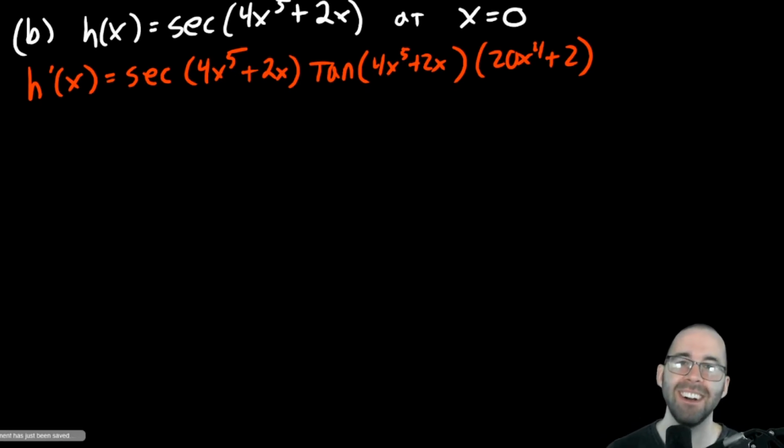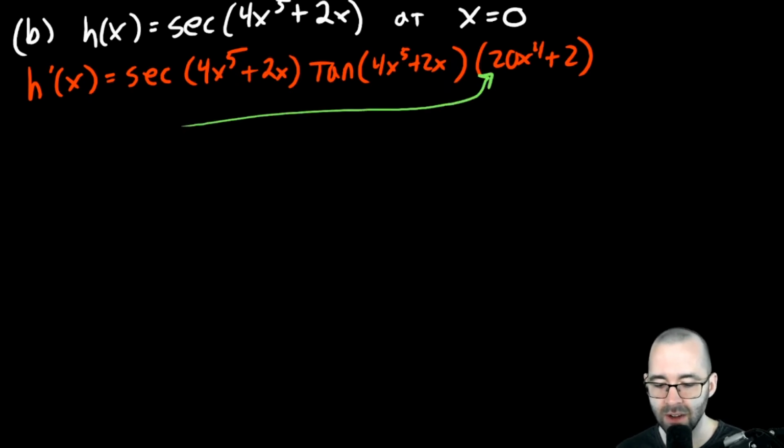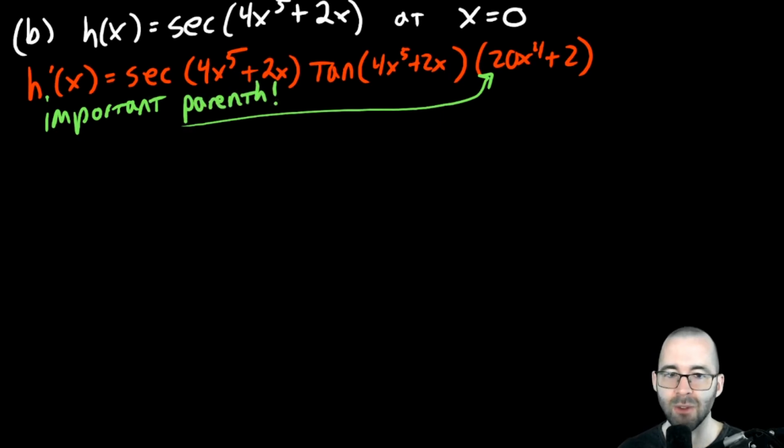All right, derivative of secant is secant tangent. Leave the inside of secant and tangent alone. And then multiply by the derivative of that inside function, which is 20x to the 4th plus 2. Make sure to include parentheses. These parentheses are very important. Okay, and that's about as simple as it gets. We usually write the polynomial part in the front, but it's not a big deal.